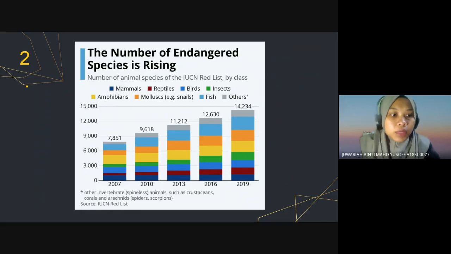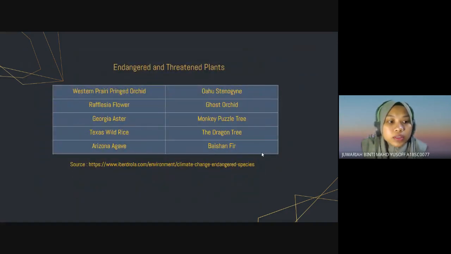This data is about the number of endangered species because of high temperature. We can see here the number of endangered species increasing year by year, and the highest number of endangered species was in 2019. So this is some of the endangered plants, and I think everybody knows that the rafflesia flower is rare to find now. It is also because of environmental factors.